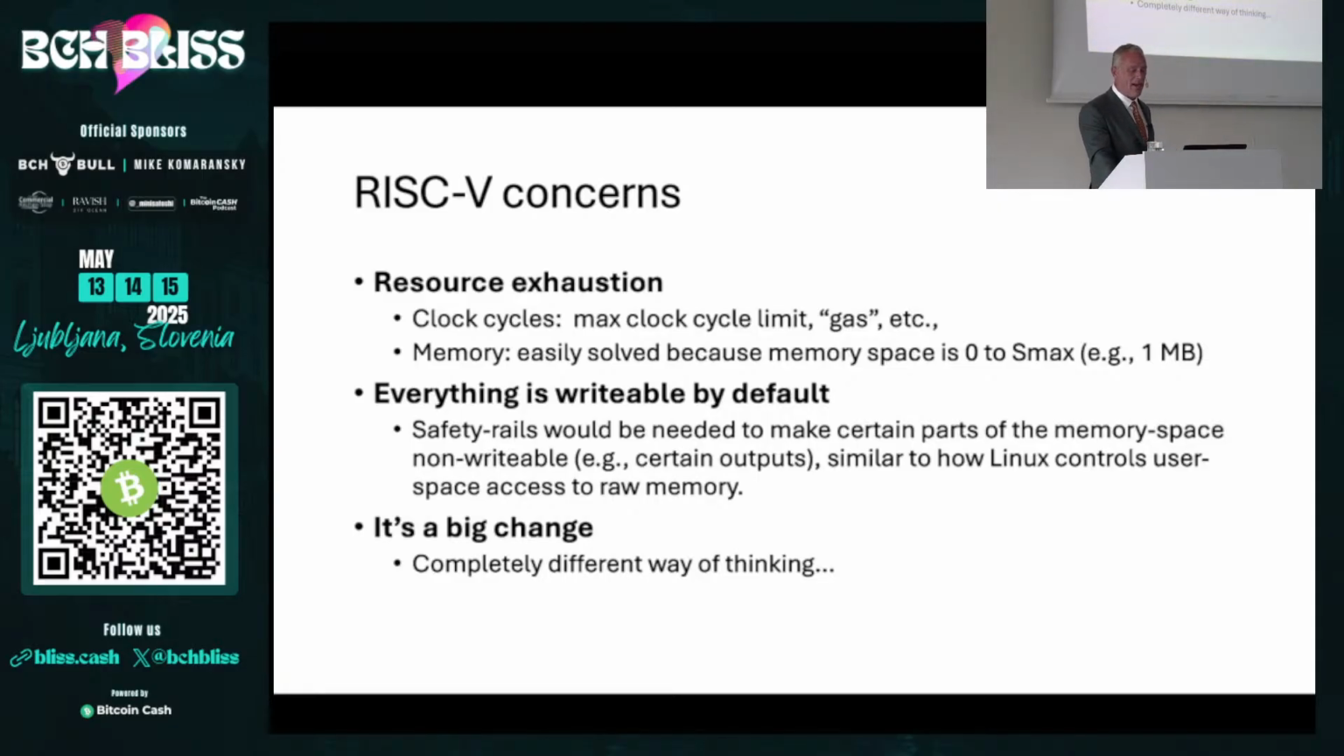Everything is writable by default. So the program could technically rewrite outputs, which you don't want in most cases, so we'd have to have some safeguards against that. But maybe there are some applications where it would be useful to rewrite outputs dynamically. So we need to give that some thought. And lastly, it's a huge change. This is a completely different way of thinking about cryptocurrency smart contracts. But I believe if Satoshi could do it again, he would pick something like this because it actually is simpler.